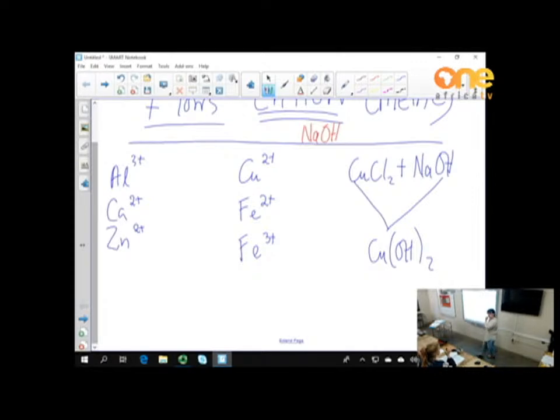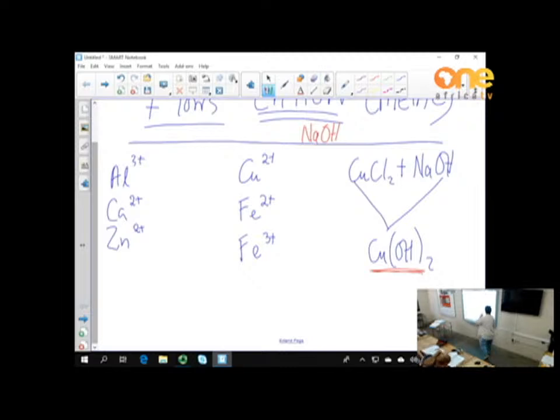That's not white. Copper is blue. It's not necessarily white. There is a powder left. Yes, a solid is formed. Well, that is the precipitate. That's the insoluble salt, the metal hydroxide. Different metals have different colors. This stuff is the precipitate, and the color of that precipitate indicates what metal I have.